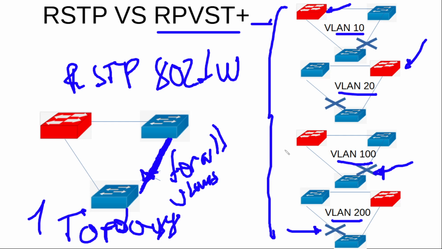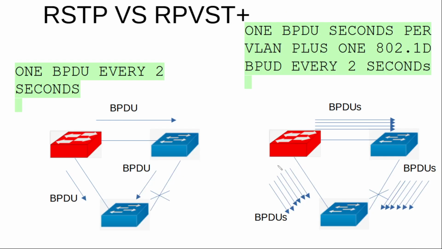This has the advantage that you don't have idle links. For VLAN 10, you will be using this link. For VLAN 20, you will be using this link. For VLAN 100, you will be using this link. For VLAN 200, you will be using this link. So you are not wasting links that remain in idle mode.